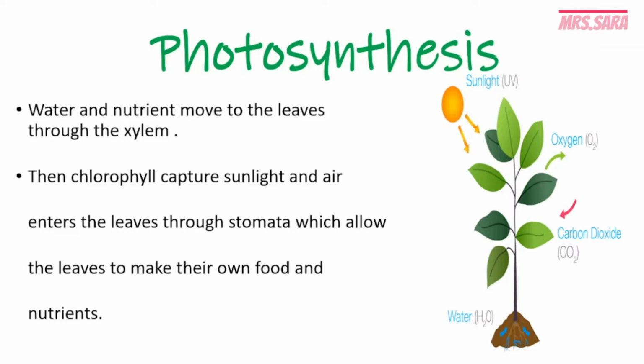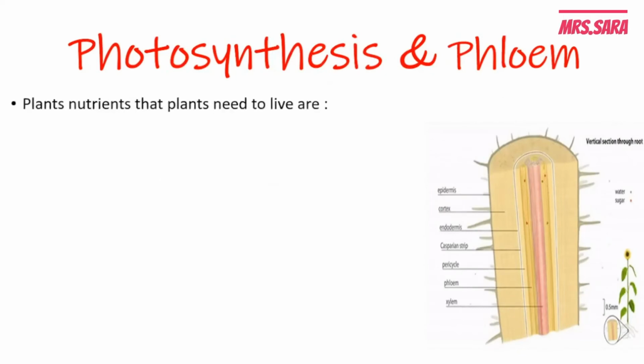So water and nutrients move to the leaves through the xylem that is found in the stem. And then the chlorophyll in the leaves captures the sunlight and the air enters the leaves through the stomata, which allows the leaves to make their own food and nutrients.